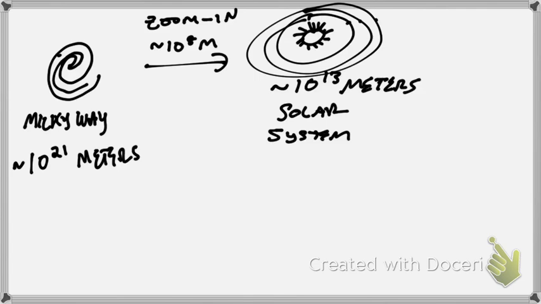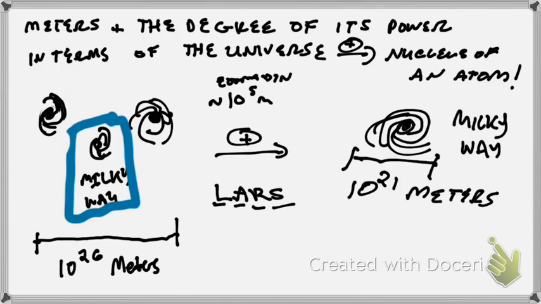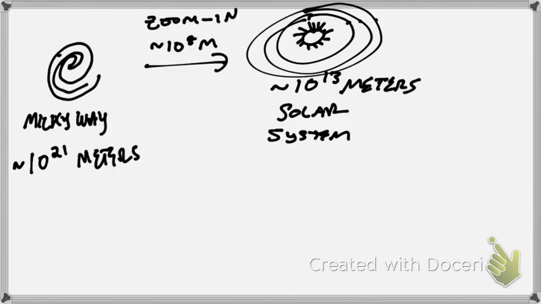All right. So you're kind of getting an idea of the power of meters and how changes in the degree or the magnitude of the amount of meters can change in terms of size, right? We went from our universe to our galaxy, right? Then from our galaxy, we went to our solar system. And now we are going to analyze even further and zoom in one more time, right? Let's zoom in one more time and get to our planet Earth, all right? So let's look at planet Earth.